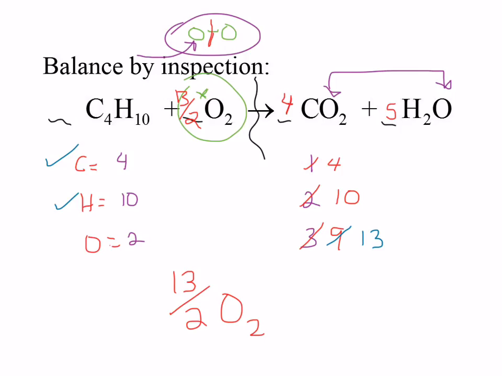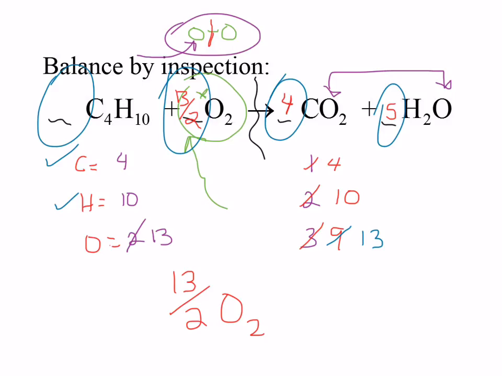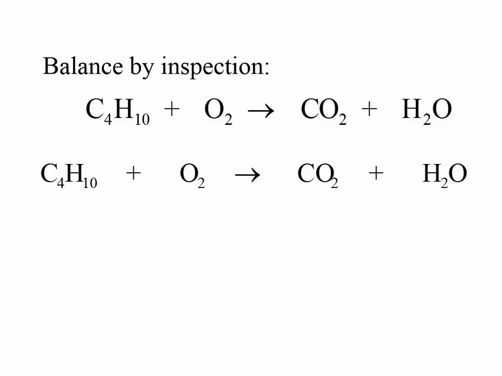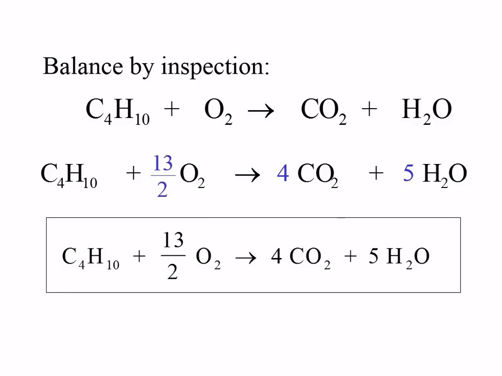13/2 O2. Because if I do that, and if you're okay with this, then actually what I've done by putting a 13 halves there is change this from a 2 to 13 oxygen atoms. So now my set of coefficients are 1, 13 halves, 4, and 5. We could only do that since it was an O2, since there wasn't a coefficient. You can only do that because you can think of a half of an O2 molecule. That's the way I think of it.